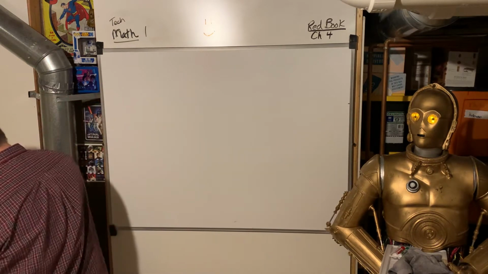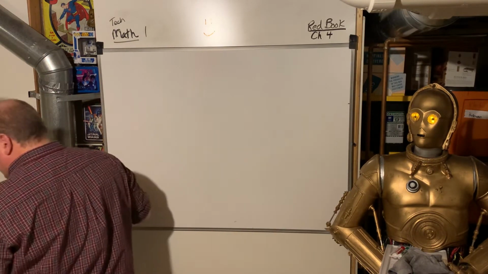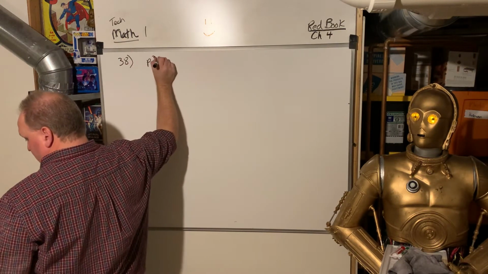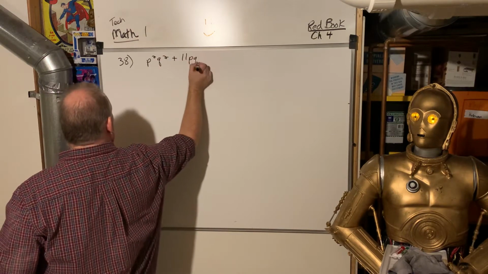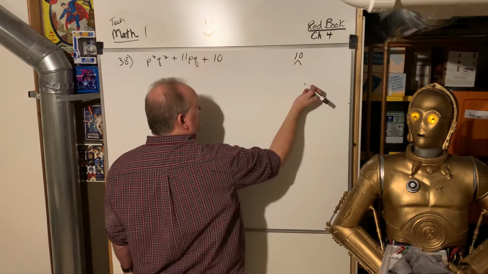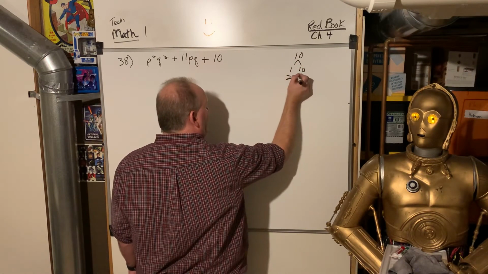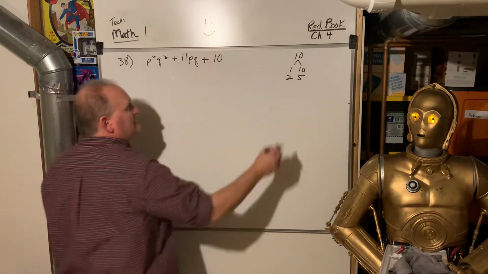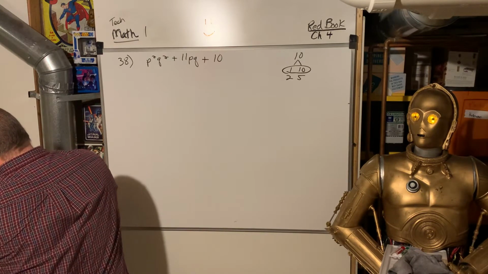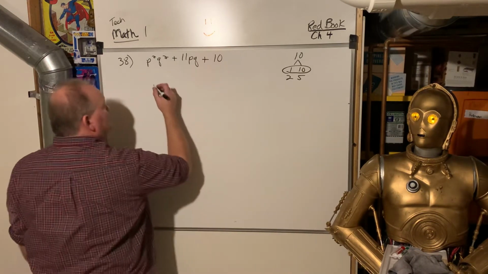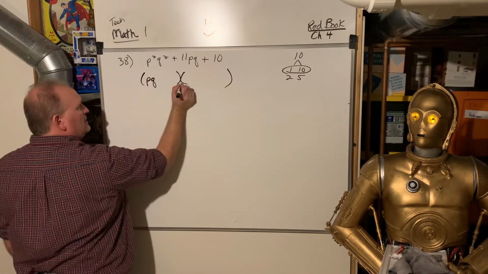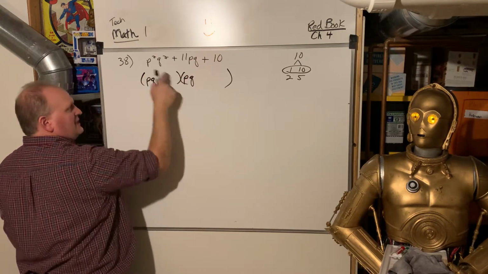I'm going to do a couple more examples here. Let's do 38, where they have p squared q squared plus 11pq plus 10. So multiplies to be 10, but adds up to be 11. So 1 and 10, or 2 and 5, those are the only suspects. It is 1 and 10, but now you might say, well, hold on, there's a q in it, like a PQ. That's fine. Look, the first term is weird here. This is the same. So it's PQ times PQ, right? That's P squared Q squared.